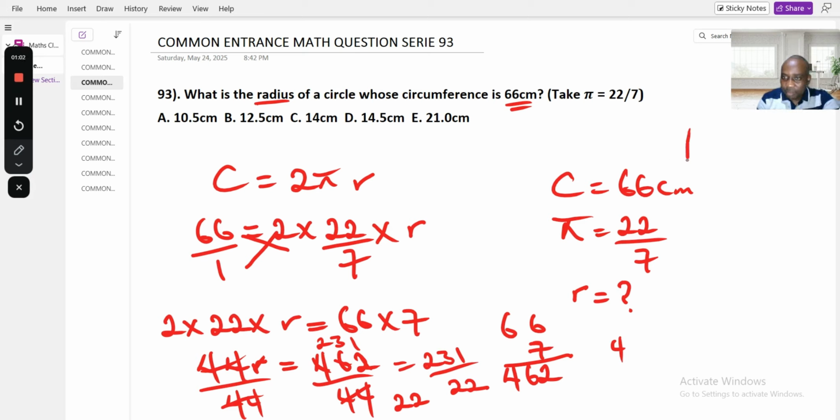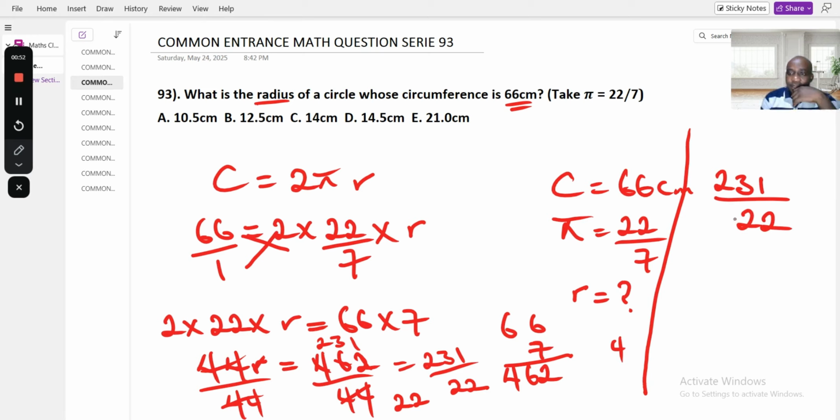Let me manage this space. Our final answer is 231 over 22. What can divide this one again? Now, how many 22 can we see in 231? We can see, in 220, we can see 10. It will remain that 11.